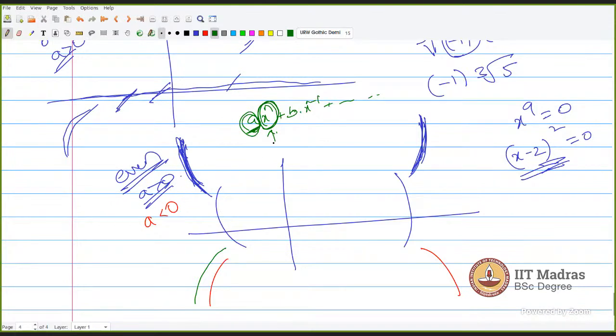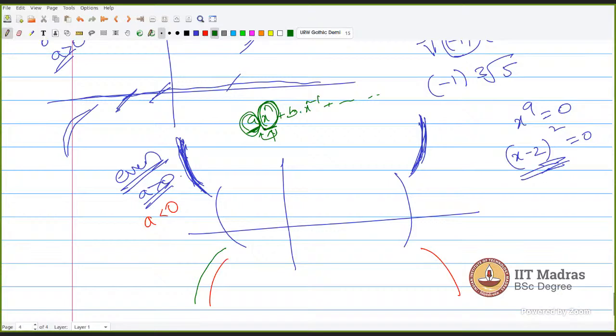When a polynomial is given, find the leading coefficient. Leading coefficient means the coefficient of the x which has the highest power to it. So find the coefficient of that particular term.